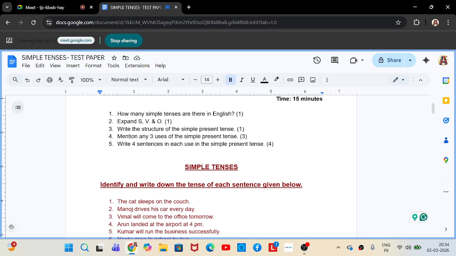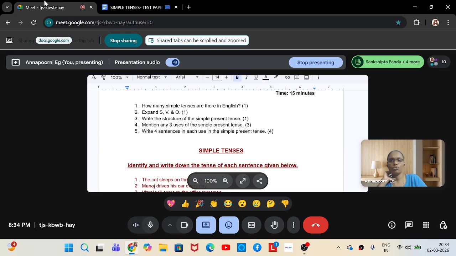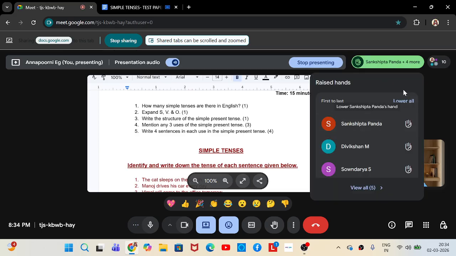Okay. Who can find out the last one? Yes, who is that? Situation, ma'am. To show a repeated habit. Oh, habitual action, repeated habit. Yes, you are correct.